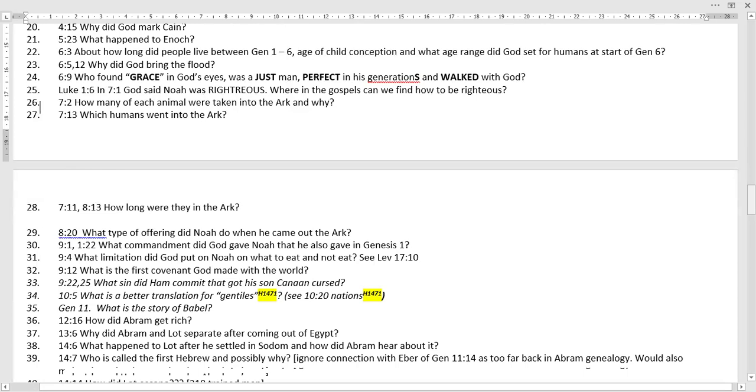Question 27. Which humans went into the ark? That's in verse 13. In the self same day entered Noah and Shem and Ham and Japheth. Basically, and it says his 3 wives, basically 8 of them. Noah, his wife, and his 3 sons and 3 wives.